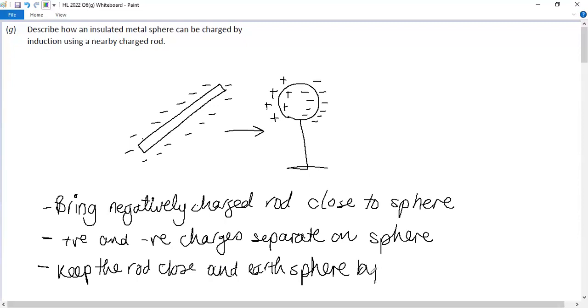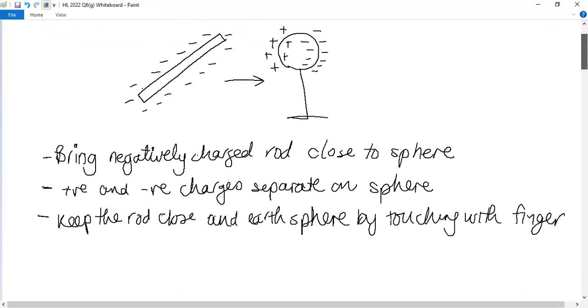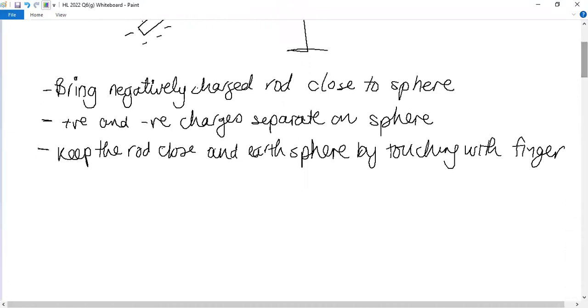Earth the sphere by touching it with your finger. So I'm kind of, if this was in English, it wouldn't be great because I'm leaving out words and abbreviating, shortening things, but it's getting the point across, okay? So I've earthed the sphere by touching it with my finger. My rod's still next to it now, remember?